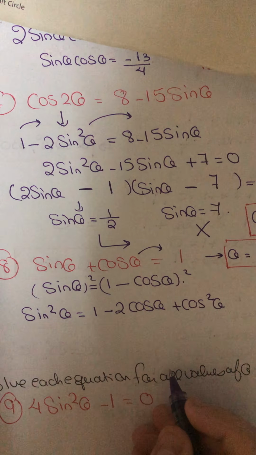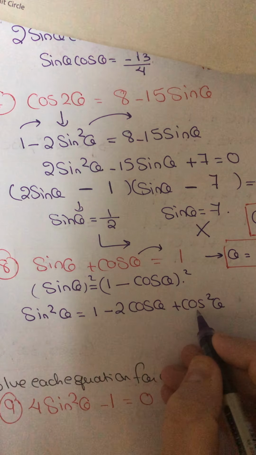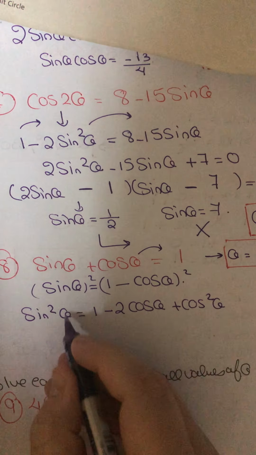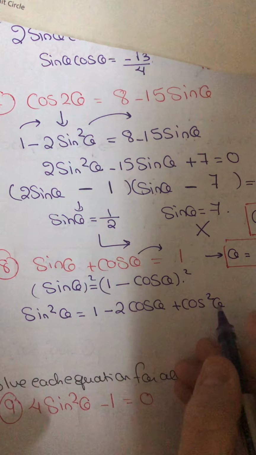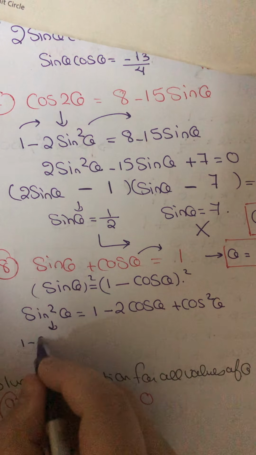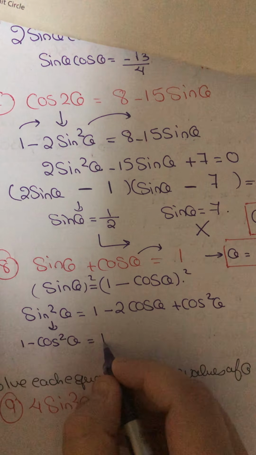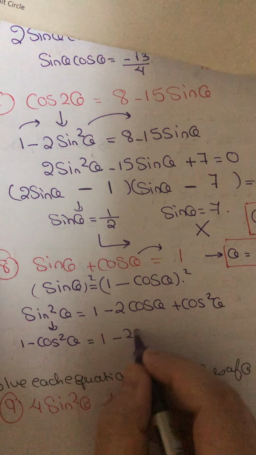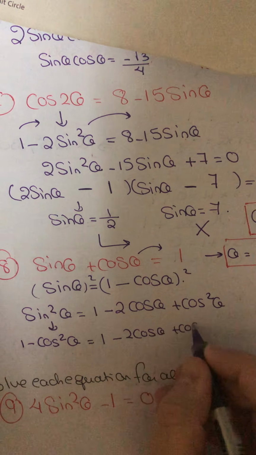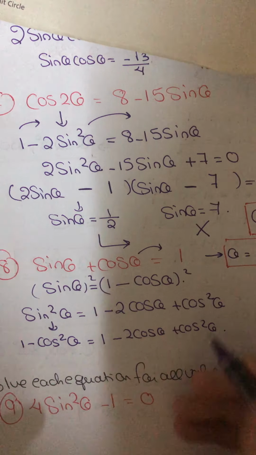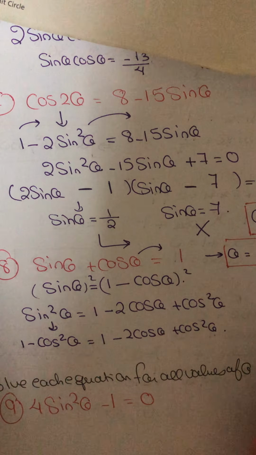Okay, and actually if I take... what would I do next? I can change this to 1 minus cosine squared theta, Pythagorean identity, and set it equal to 1, and here I still have minus 2 cosine theta plus cosine squared theta. I'm trying to prove something that I already know.